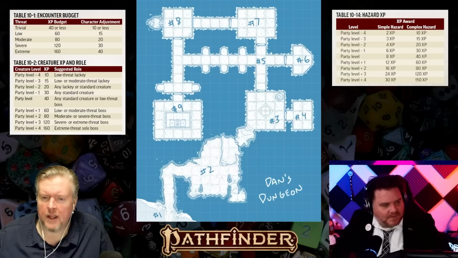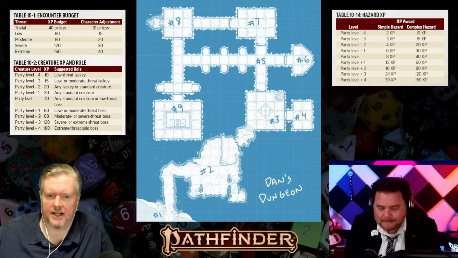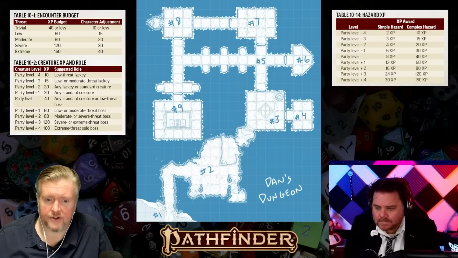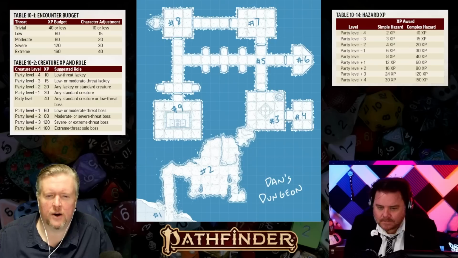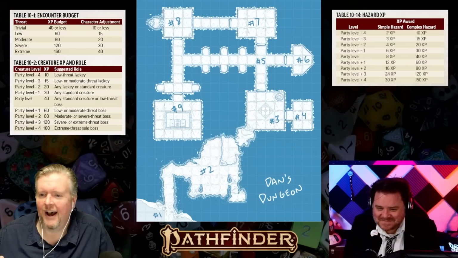Exactly. So not like a puzzle, although you could certainly include one of those in here, although I don't think the theme of a restaurant with a weird puzzle in it makes a lot of sense.